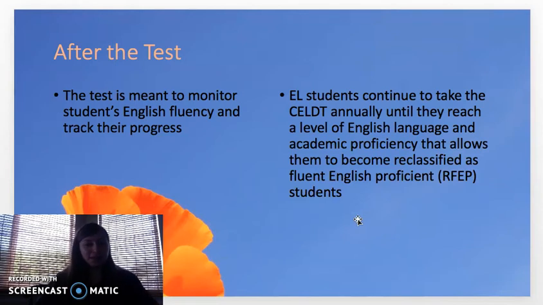And the last slide, because I'm also running out of time. After the test is meant to monitor students' English fluency and track their progress. So like I said, we want to track their progress and see, look, here's where you are now. Here's where you used to be. You've done so much. Let's keep going because you're almost there.